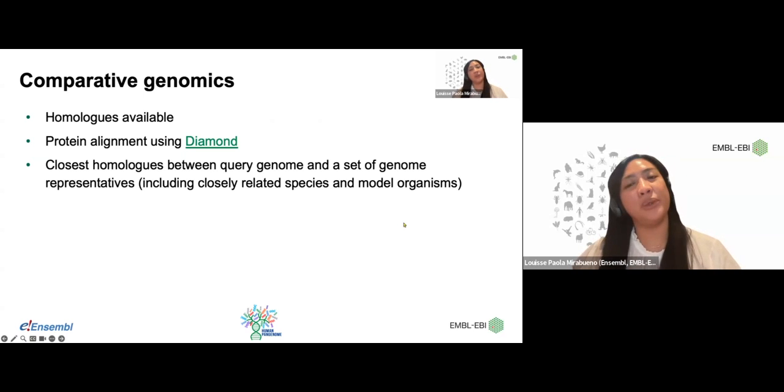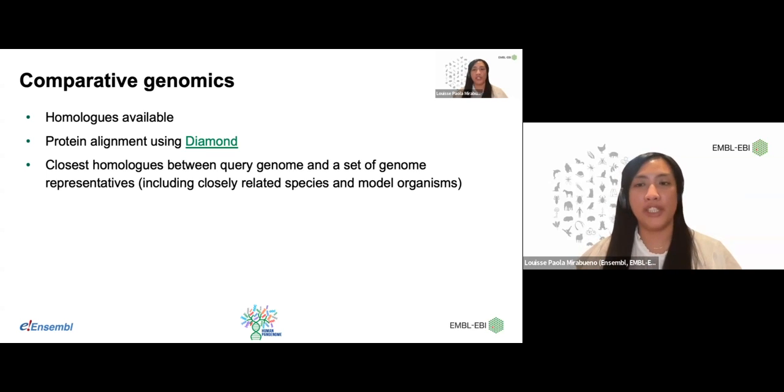And then finally, we also have comparative genomics data available, although this is being expanded as we speak. We are working on expanding this to include gene trees and ortholog-paralog relationship predictions as well. But currently, we have homologs of closely related and model organisms available for the annotated genes. And these were aligned using Diamond.